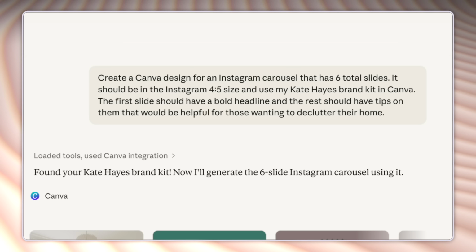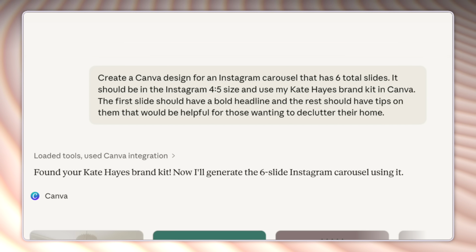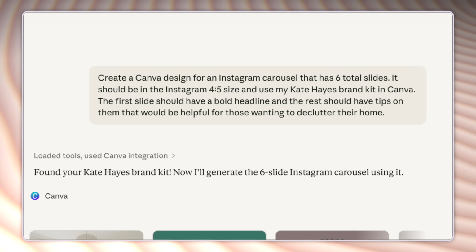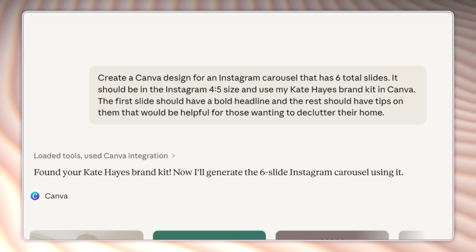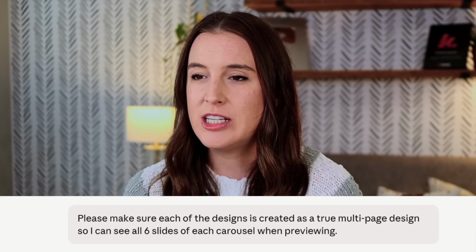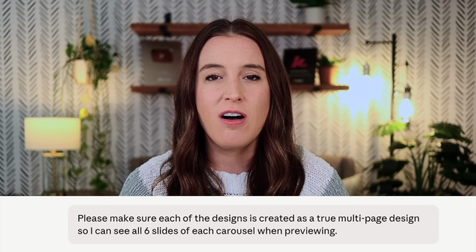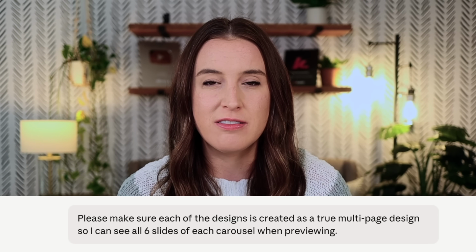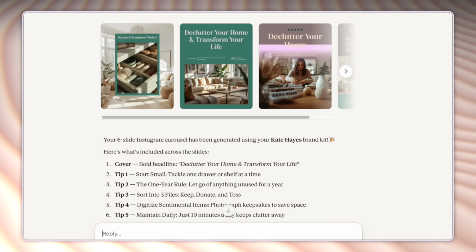I said, create a Canva design for an Instagram carousel that has 6 total slides. It should be in the Instagram 4x5 size and use my Kate Hayes brand kit in Canva. The first slide should have a bold headline, and the rest should have tips on them that would be helpful for those wanting to declutter their home. Of course, this is not the space I'm in. This is just the niche I chose as an example for these carousels. I also added in, please make sure each of the designs is created as a true multi-page design so I can see all 6 slides of each carousel when previewing. It then generated all of the carousels, each with 6 slides according to what I asked.